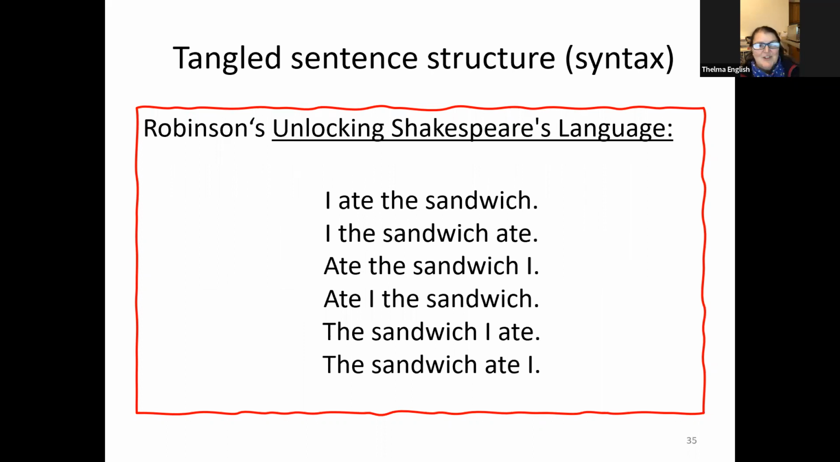Look at this. Talk about tangled sentence structure or syntax. We have 6 ways to say the same thing. I ate the sandwich, and that's what we're used to. I, the sandwich, ate. Ate the sandwich I. Ate I the sandwich. The sandwich I ate. The sandwich ate I. Isn't that fun?